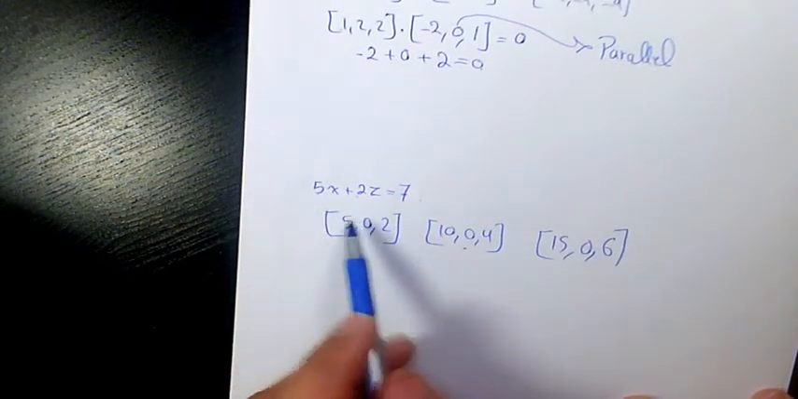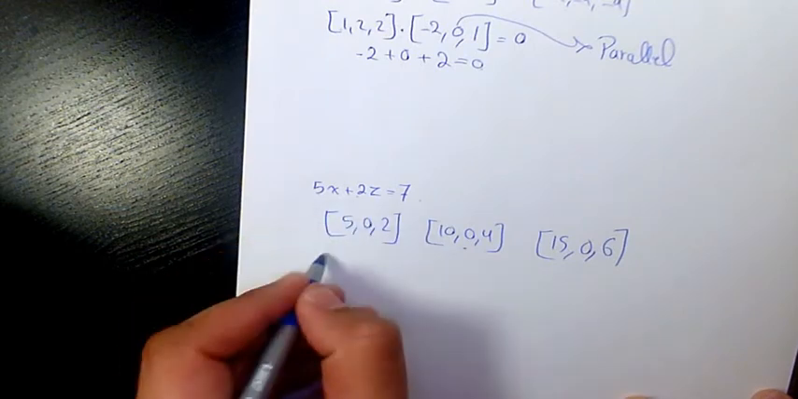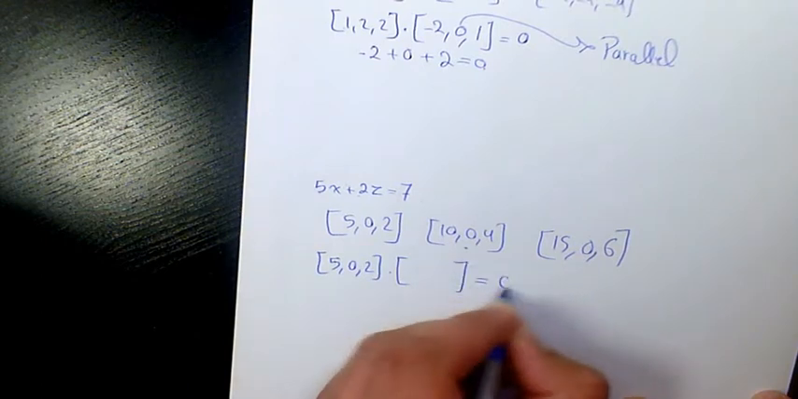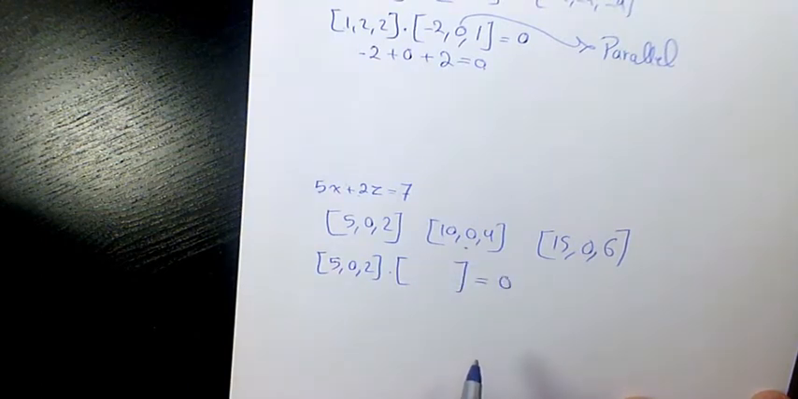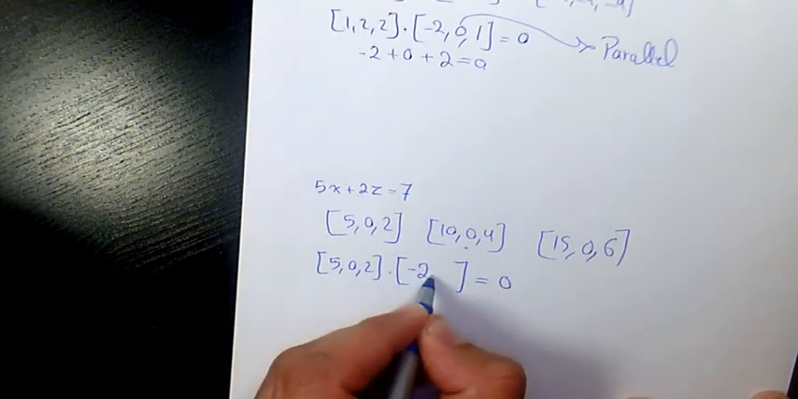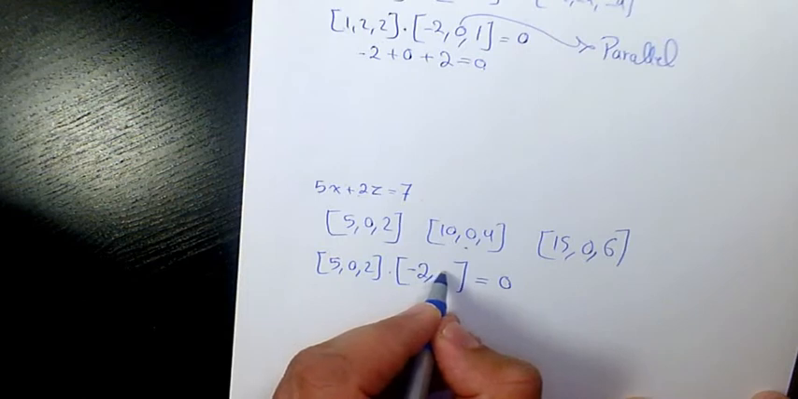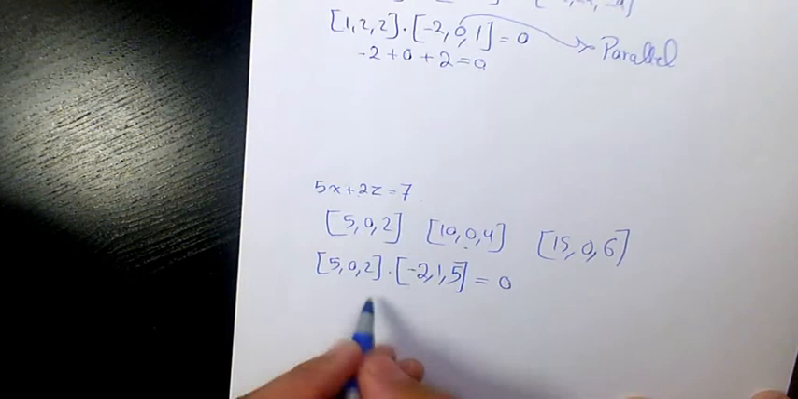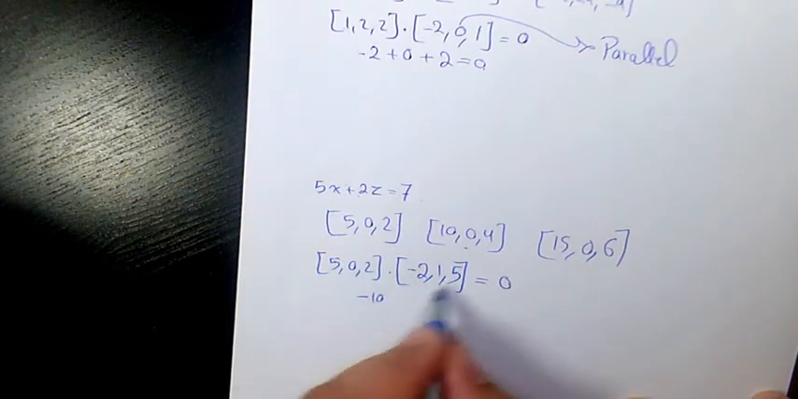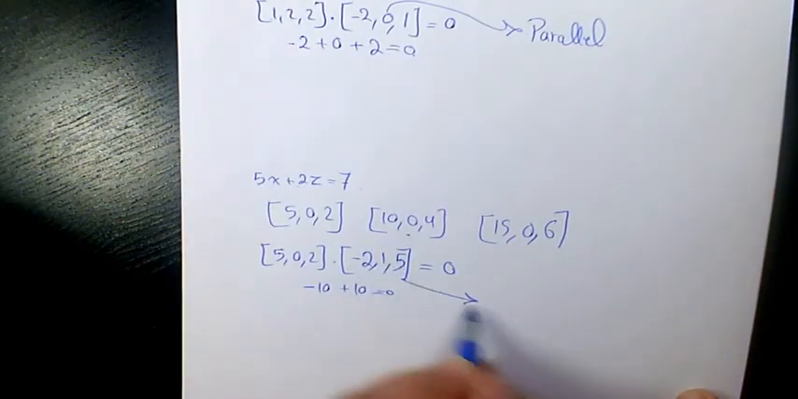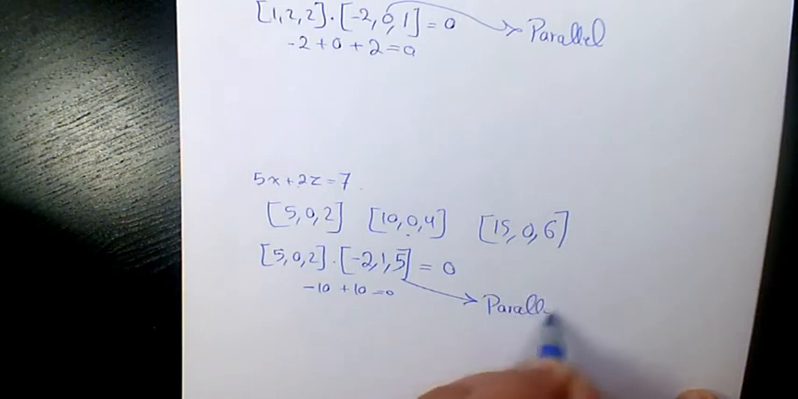Now we need to find the vector parallel to the plane. We have 5, 0, and 2. If we multiply it by what numbers are we going to get 0? Let's say we use negative 2, 1, and 5. Negative 2 times 5 is negative 10. 1 times 0 is 0. 5 times 2 is positive 10. That's going to be 0. So negative 2, 1, 5 is parallel to the plane.